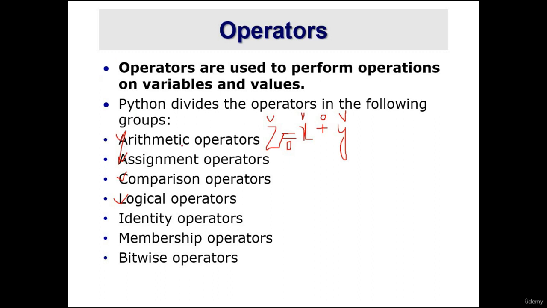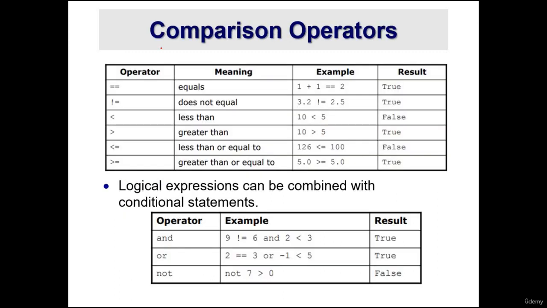So we have discussed the arithmetic and assignment operators. Now we are going to discuss the comparison and logical operators. First of all, the comparison operator. The comparison operator is used to compare two values. So let me show you. The first is equal equals to, and 1 plus 1, and this is the example.